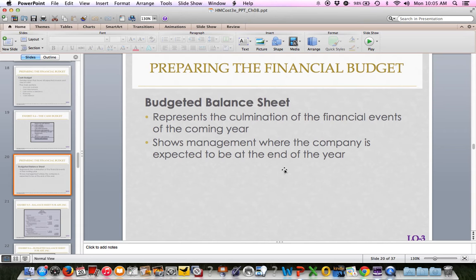Then a budgeted balance sheet. Basically, it's the culmination of all the financial events. If we achieve this level of sales, production, and all those things, here's what my balance sheet will look like. Basically my income statement is going to drive a lot of what this is. My production and my sales.